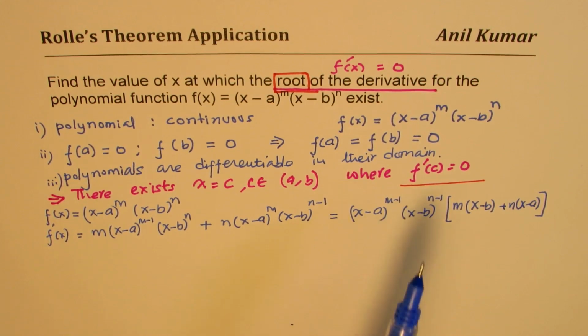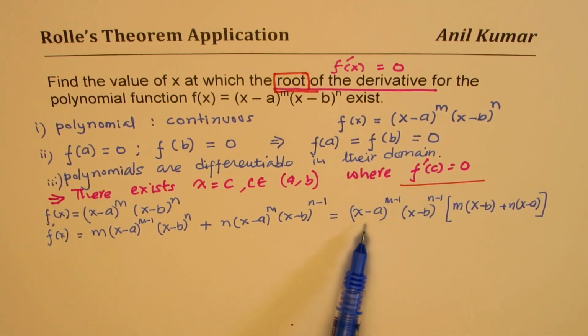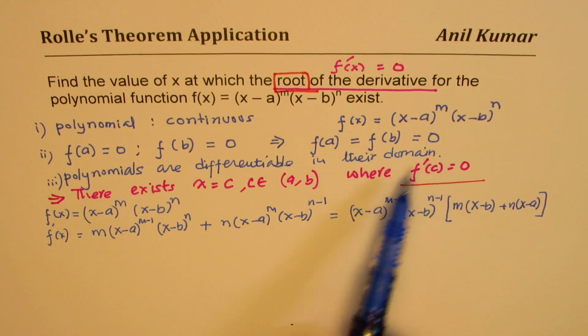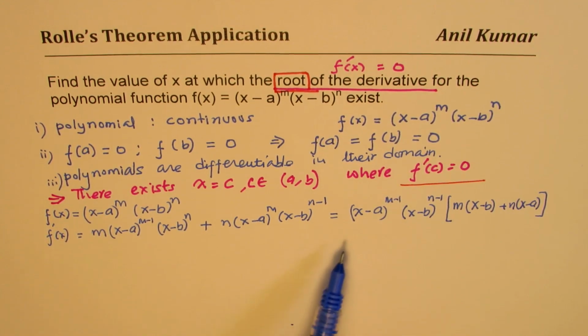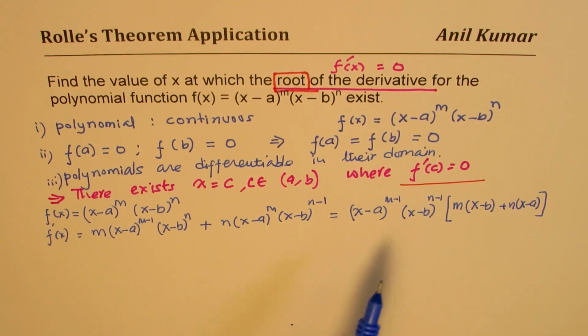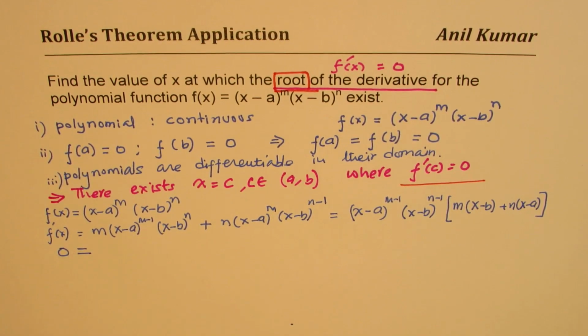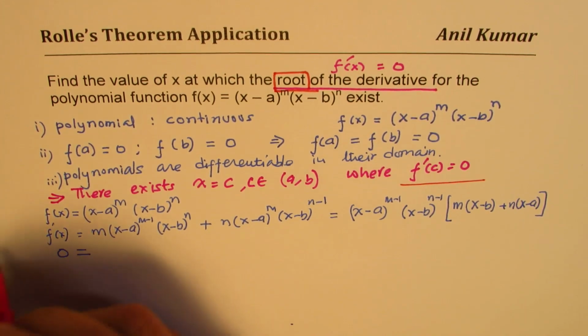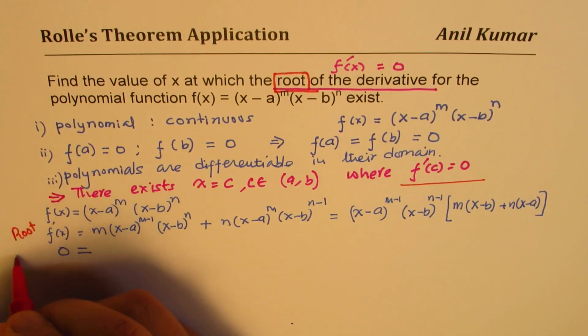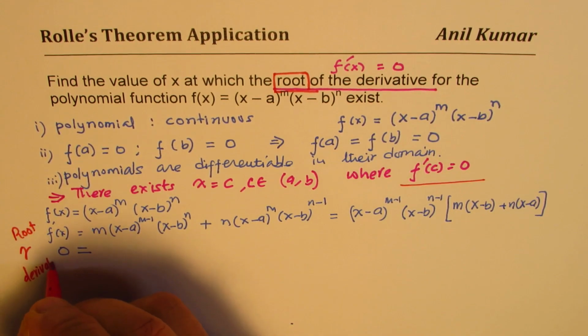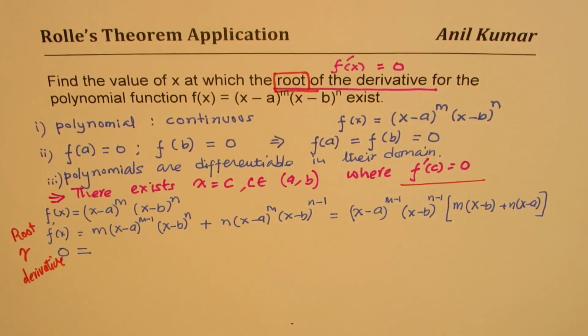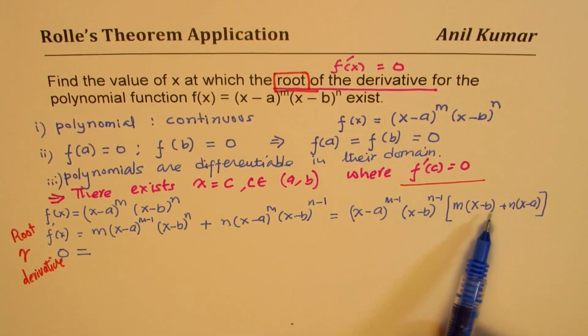Now we know that there exists a point c where we have a root of this derivative, right? So at x equals c, which is within a and b, there has to be a root, right? So we need to find what is that point. So for that, we can equate this to 0. So this is finding the root of the derivative, right? Clear? So we'll equate all this to 0.